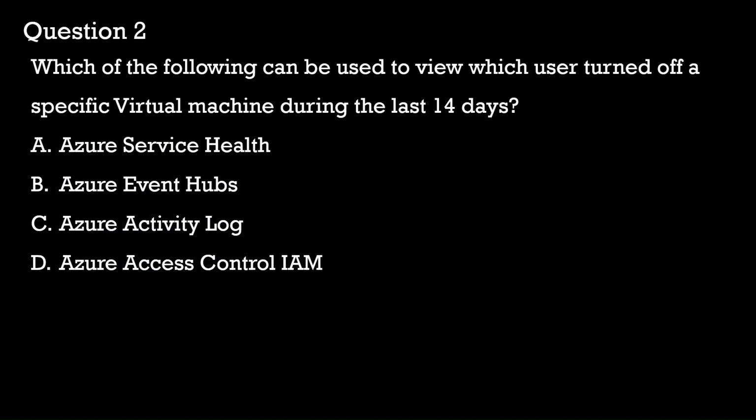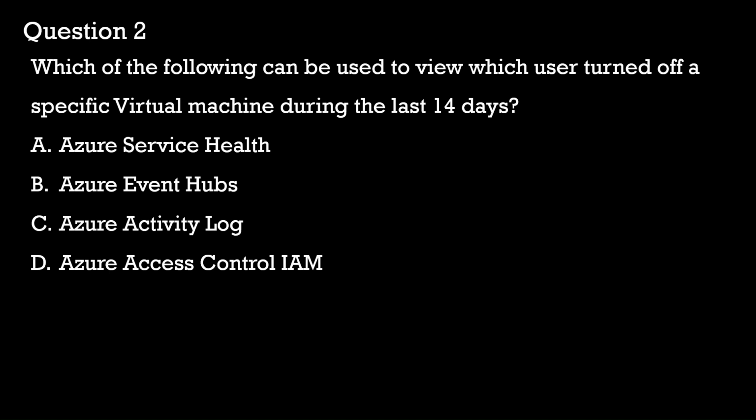Azure Service Health shows service level issues and outages in Azure, but it doesn't show user activity. Azure Event Hubs is a data streaming platform, but it is not used for tracking user activity or for auditing actions that might have occurred.